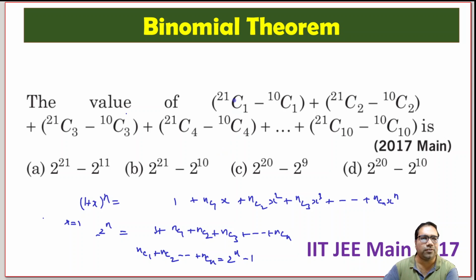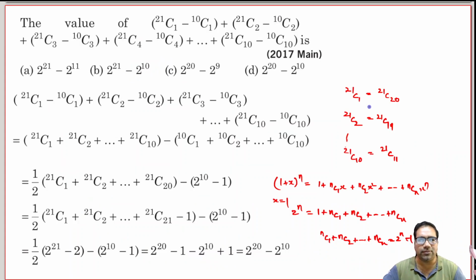Now we have 21C1, 21C2 up to 21C10. Now we can see 21C1 is nothing but, since NCr is NC(n minus r), 21C20. So 21C1 is 21C20, 21C2 is 21C19, and similarly up to 21C10, the last term, which is equal to 21C11.